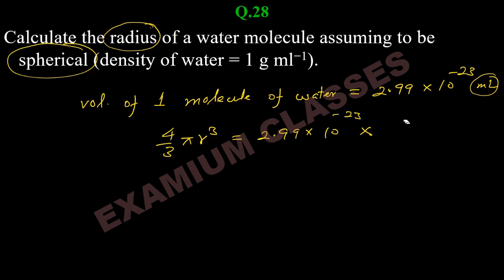Now remember how I am saying this milliliter is centimeter cube. Okay, you know that 1 milliliter is equal to 1 cc is equal to 1 centimeter cube. If you don't know, just remember 1 milliliter is 1 centimeter cube, or also written as 1 cc.